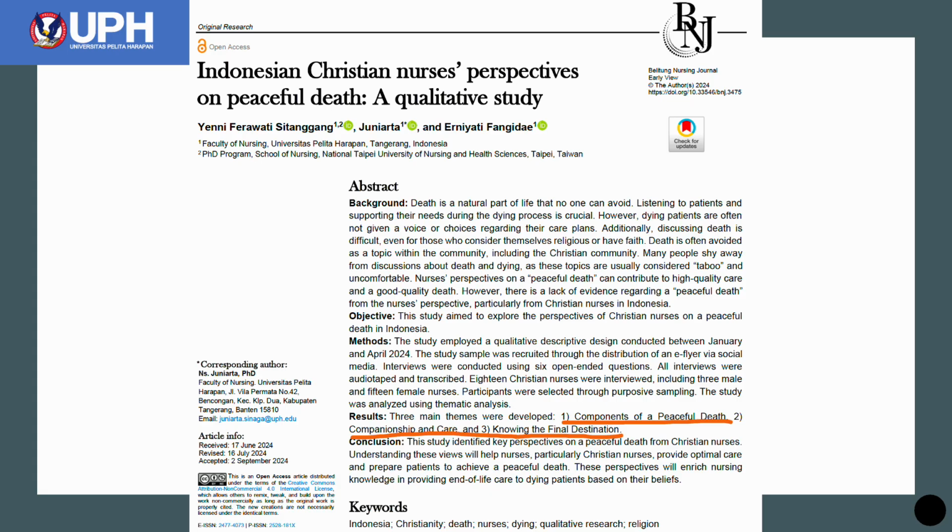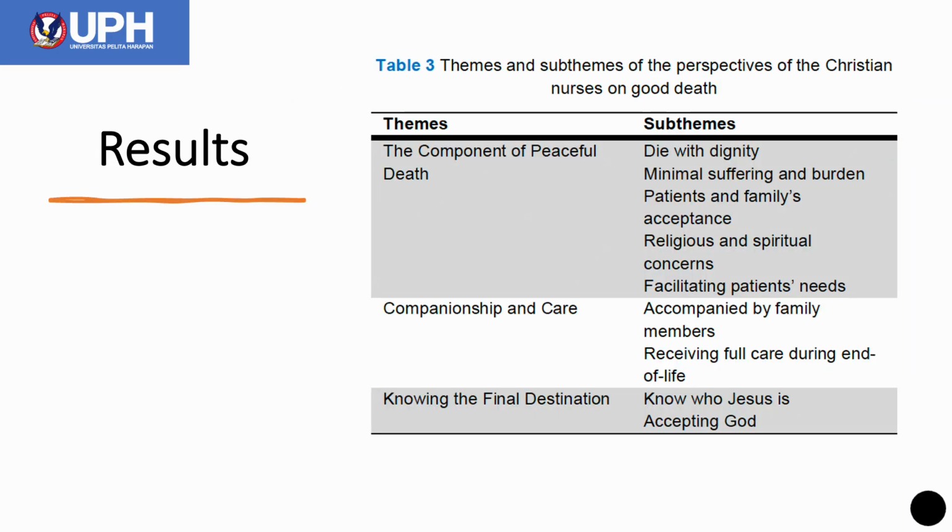There is one article that myself and two other lecturers wrote. It's about Indonesian Christian nurses' perspective on peaceful death. This is a qualitative study, so we interviewed 15 Christian nurses, and we asked their perspective about peaceful death. These are the themes and sub-themes of their perspective.